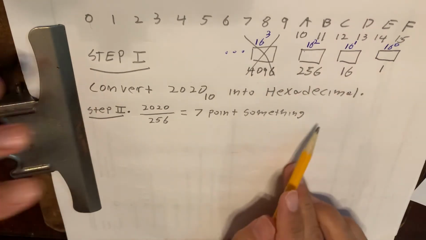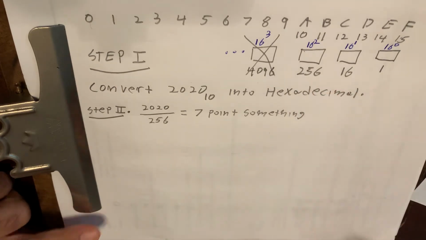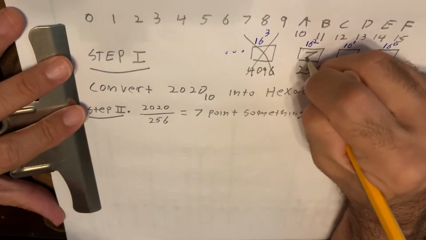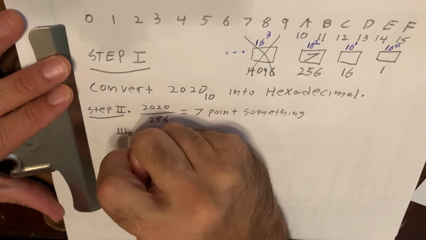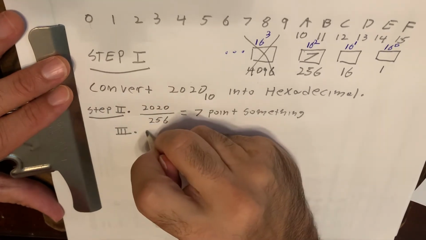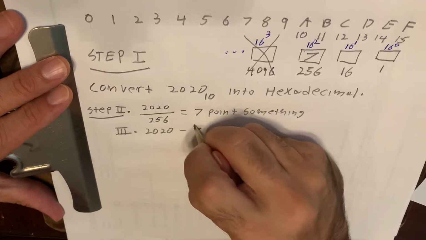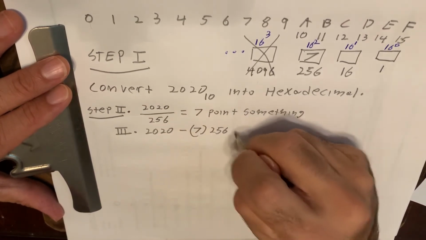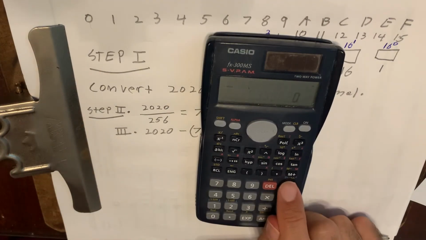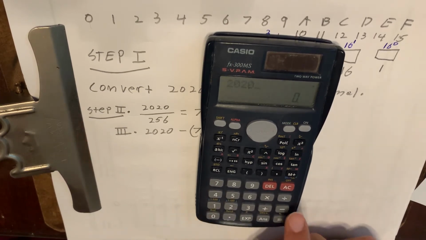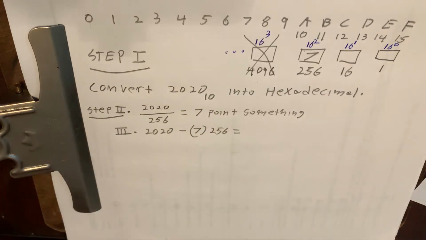And because it's point something, it means there's going to be something left over, which is good because we need to use the other digits, right? So we put the 7 in the 256 place. And then step 3, we have to find out how much is left over. So let's take our 2020 that we're trying to encode, and let's subtract our 7 256s to see how much is left over. So 2020 minus 7 times 256 gives us 228 left over.